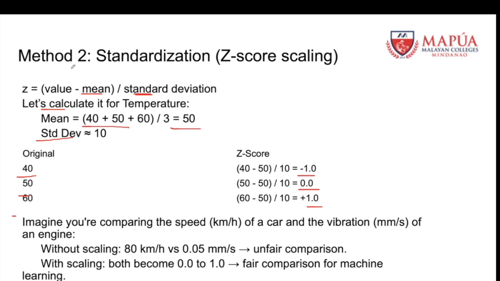So both methods are really important. So I will give you an analogy. Now, imagine you're comparing the speed in kilometers per hour of a car and the vibration in millimeters per second. So without scaling, that's 80 kilometers per hour versus 0.05 millimeters per second, and that's an unfair comparison. And when we scale them, both become 0 to 1, and this is a fair comparison for machine learning, and you have to remember that.